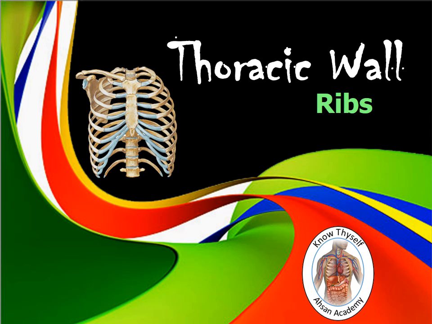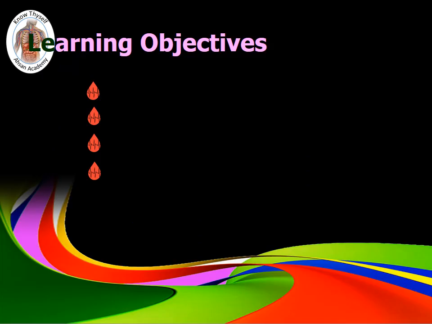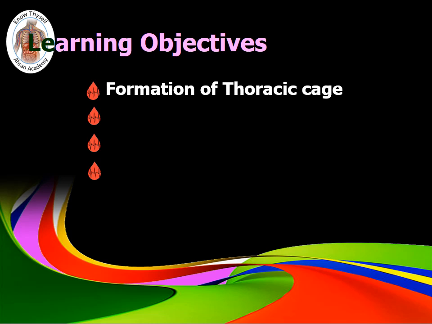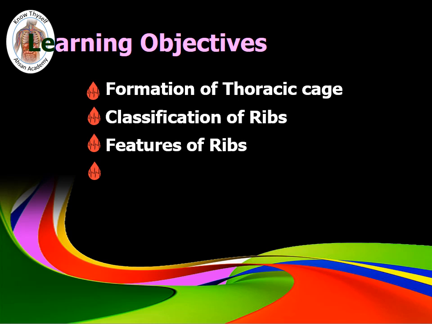In this part, I will discuss the anatomy of the rib. The objectives of this session are the formation of the thoracic cage, to classify the ribs, and to discuss the features of the rib, both typical and atypical. At every stage we will discuss the clinical features and clinical correlations.